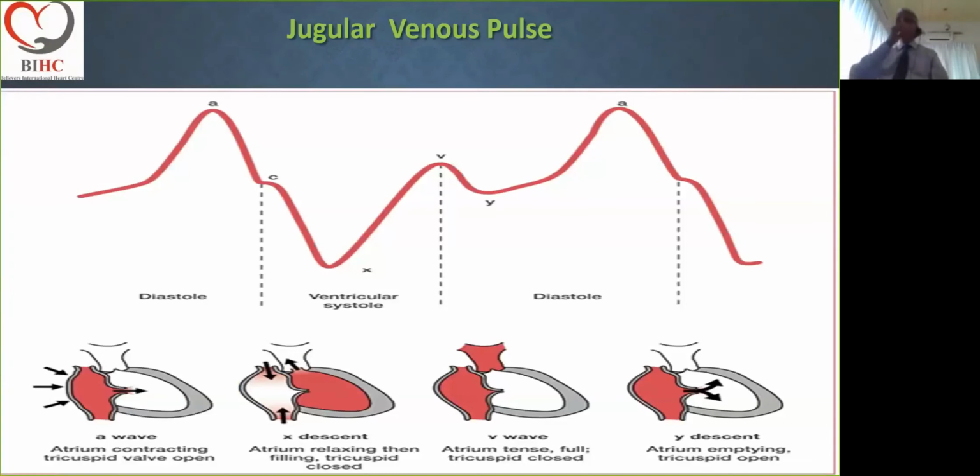Now this image, which will be available to you in your textbooks, you can see the A wave. See what happens to the A wave. The A wave is taller than the V wave normally. This is the right atrial contraction. And then you have the C wave. As you are seeing it, it may be a transmitted pressure from the carotid. You have the X descent, which is the tricuspid descent. You have the V wave, which is the passive filling of the RA. And then the next A wave happens.